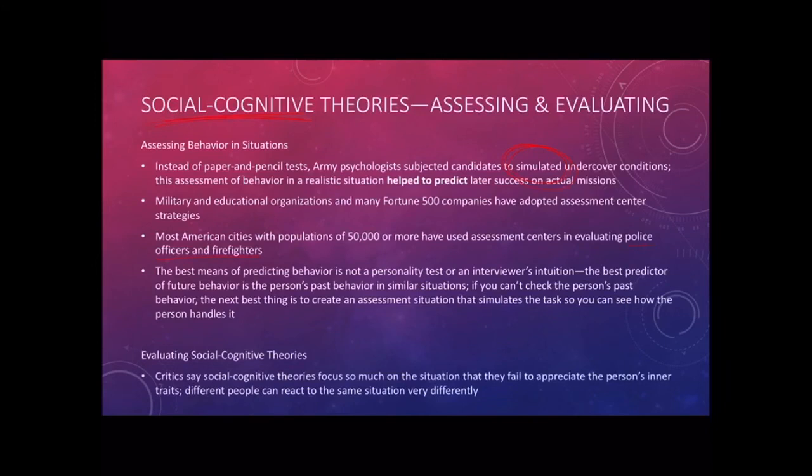And then evaluating these theories, critics basically just say that social cognitive theories focus so much on the situation that they actually fail to appreciate the person's inner traits. And different people can react to the same situation very differently. So essentially, trait theory is too dispositional and not situational enough, but social cognitive theory is too situational and not dispositional enough. That's really the argument.